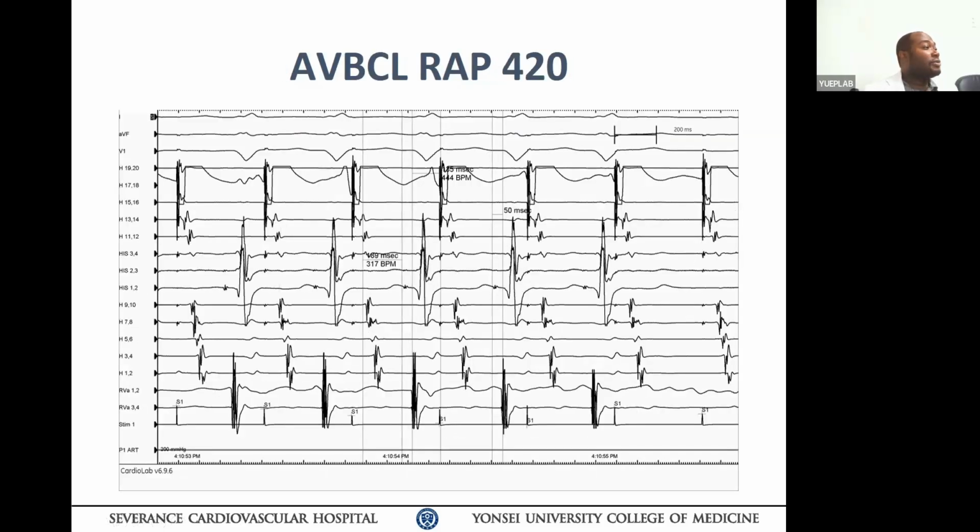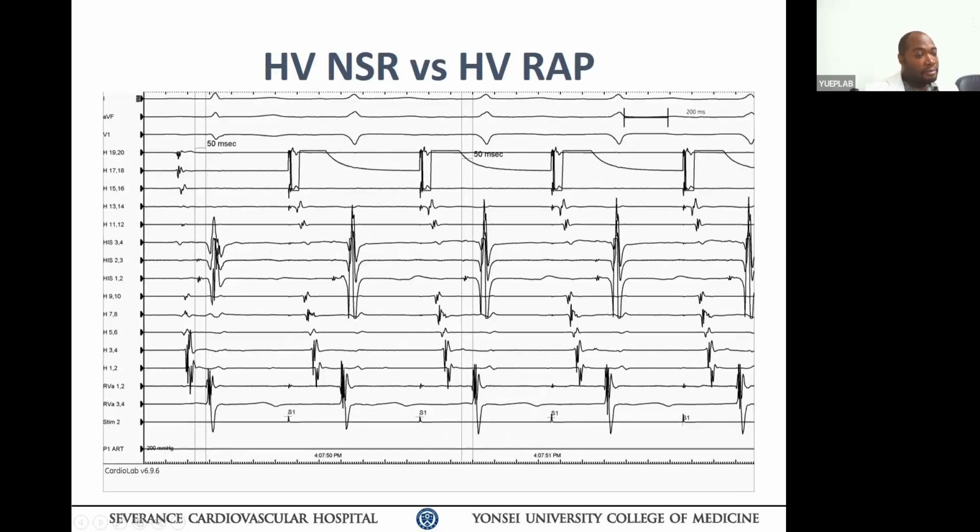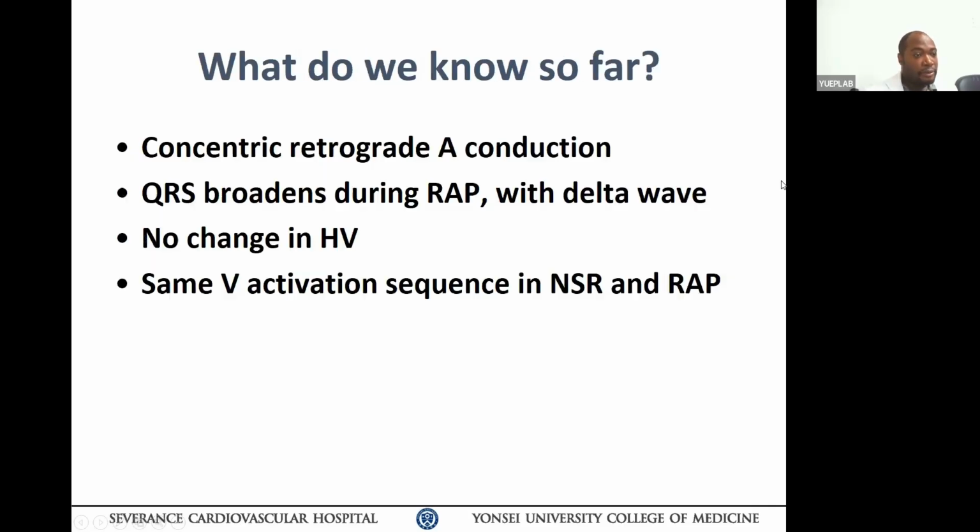Then at AV block cycle length, which was RAP 420, as we see, AH interval is longer than what we've seen previously. This is 189 milliseconds. But the QRS is also broader than what we have seen previously. Now, the QRS duration is about 135, but there's still no change in the HV interval. So this is just to compare side by side the HV interval during sinus rhythm and during the RA pacing, and we can see that it's the same. There's no change in the HV interval.